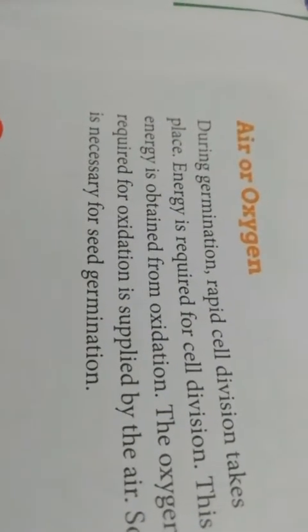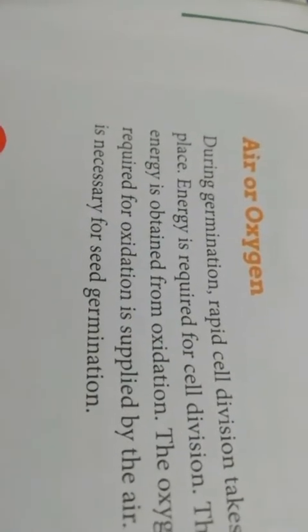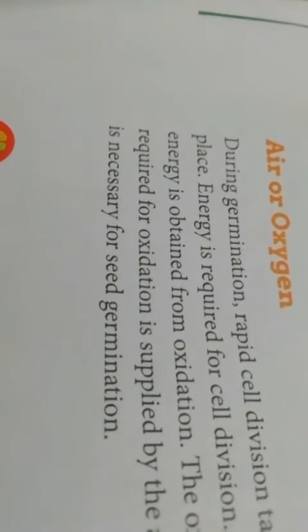Now air or oxygen is also required for germination. During germination, rapid cell division takes place. Energy is required for cell division. This energy is obtained from oxidation, and the oxygen required for oxidation is supplied by the air. So oxygen is necessary for seed germination. Children, the embryo needs oxygen as we need. So the seed obtains oxygen for the embryo from outside.